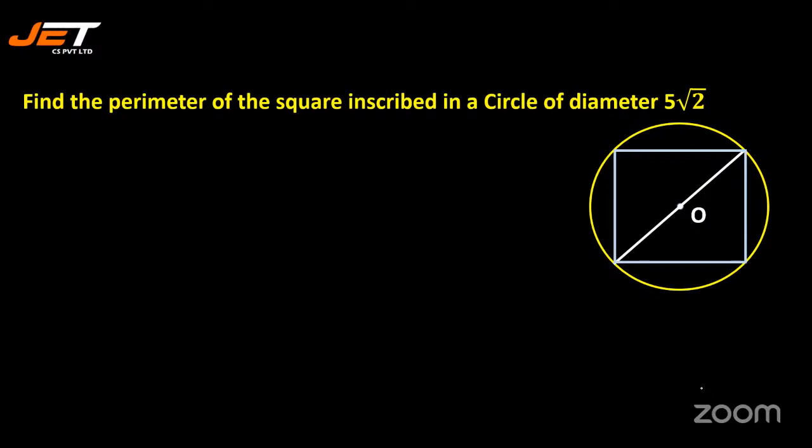Okay. So if you want, I can give you one formula. The perimeter of a square formula is, as you all must be knowing, 4 times the side. Okay, 4 times the side. Now let us find the length of the side.